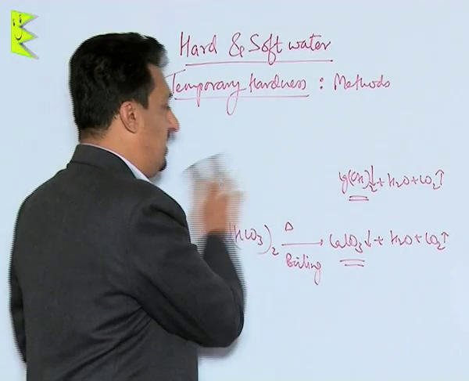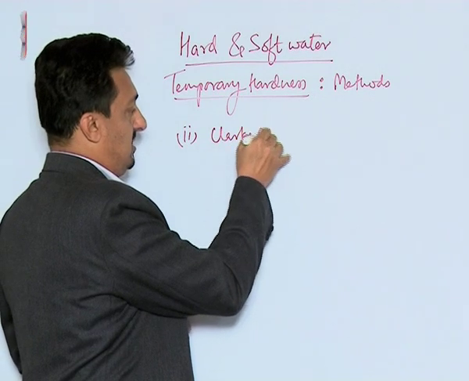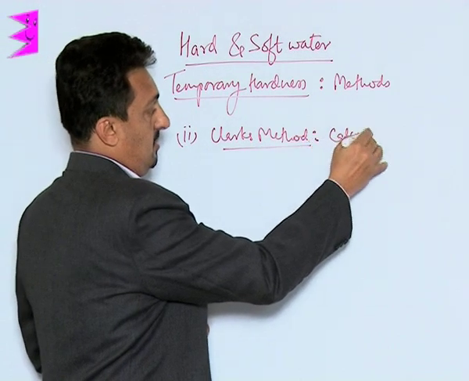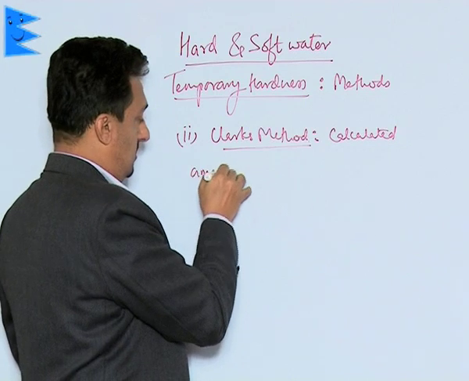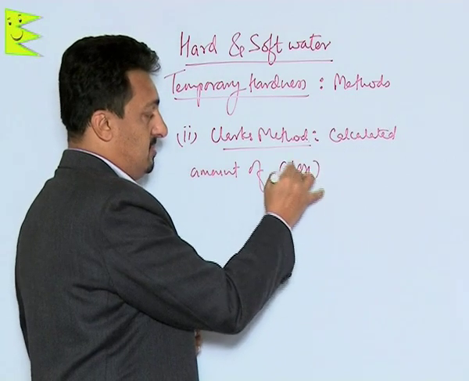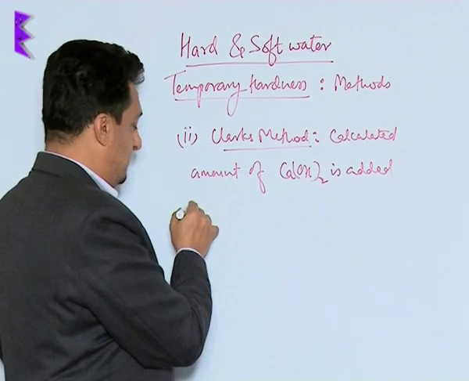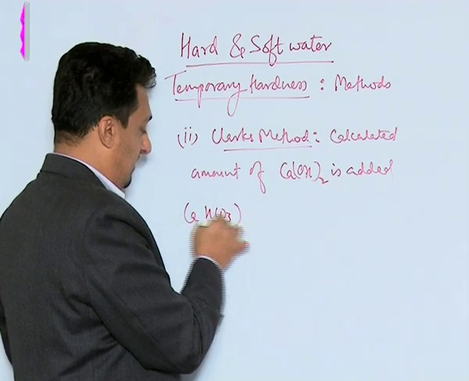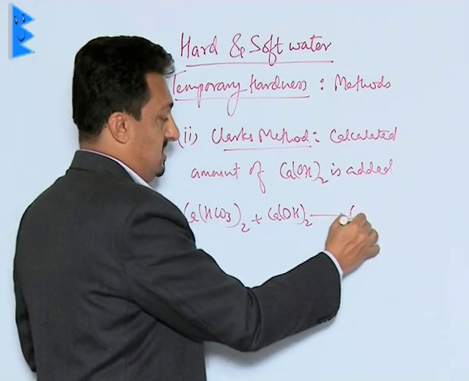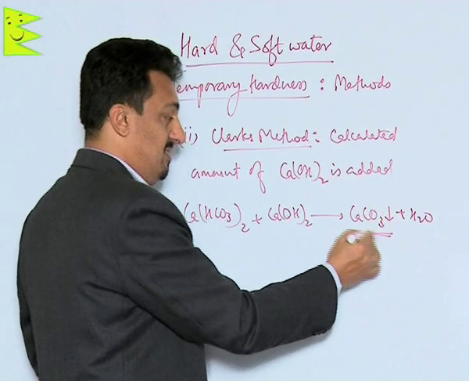The second method of removing temporary hardness of water is called Clark's method. In this, a calculated amount of lime, calcium hydroxide, is added. Now how does it make a difference? If we have calcium bicarbonate and it is reacted with calcium hydroxide, it leads to the formation of calcium carbonate, which forms precipitates that are filtered out.